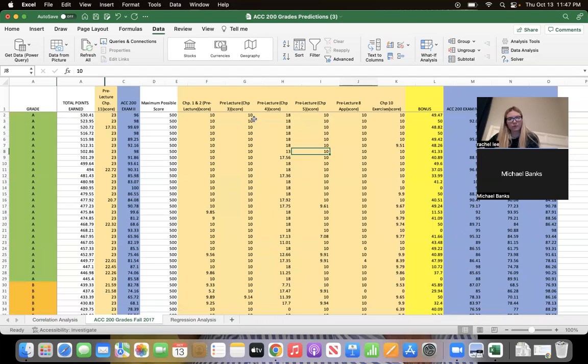All right, that's pretty much it on our regression analysis. Anybody else have any final comments before we end this? I think we're good. Okay, all right. This concludes our regression analysis.